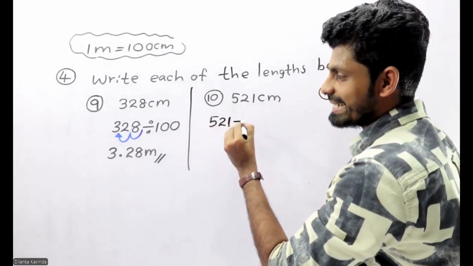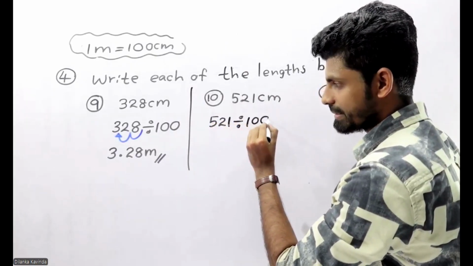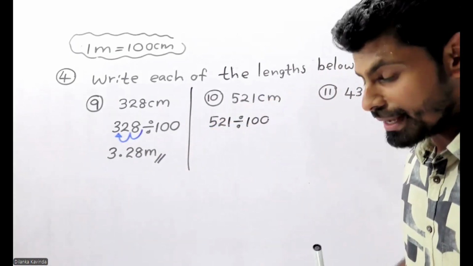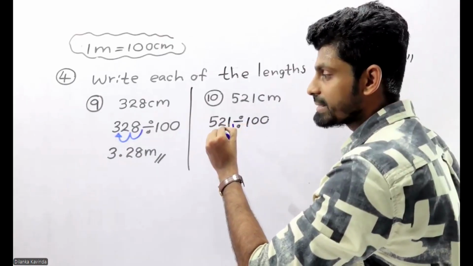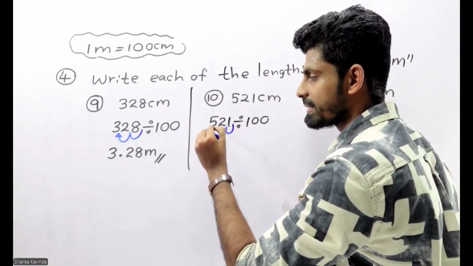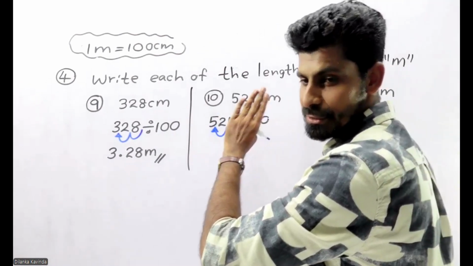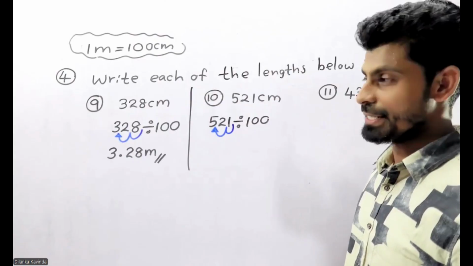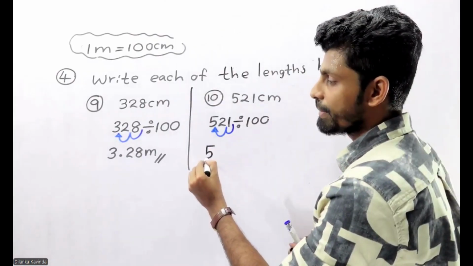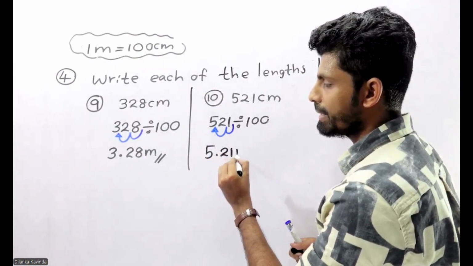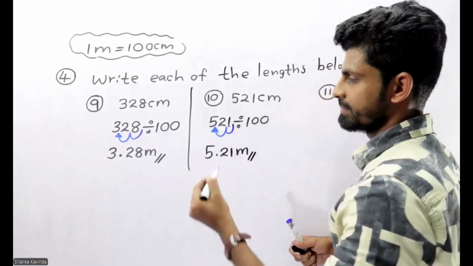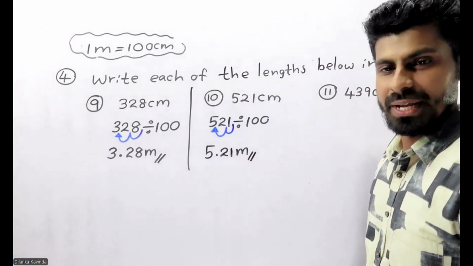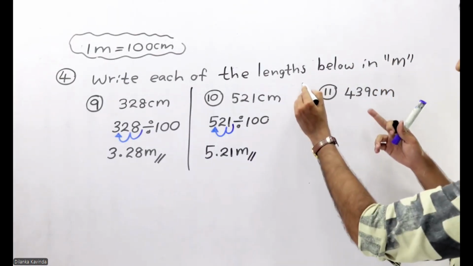521 divided by 100. Dividing by 100 means 2 decimal places to the left. 2 decimal places left. So what is the answer? 5.21 meters. Right? 5.21 meters. Okay? So what is the answer?